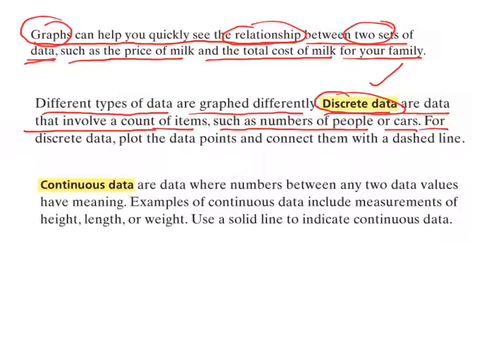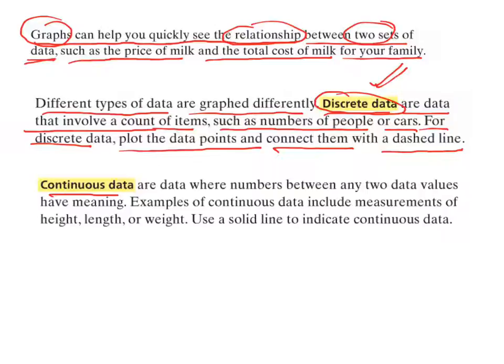For discrete data, plot the data points and connect them with a dashed line. So how would you graph discrete data? Plot the points on the graph and connect the points with a dashed line. And what is discrete data? It is the data which involves counting of items such as numbers of people, cars, etc.